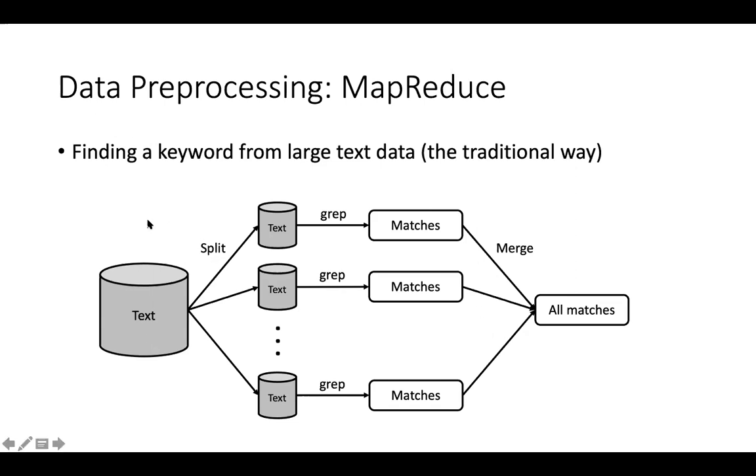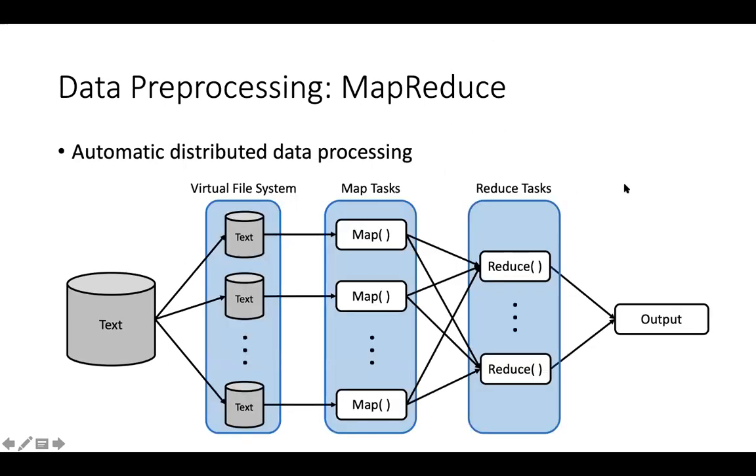Right, so that was the old, traditional way, and MapReduce is a bit similar to that, but it handles a lot of processes automatically. So it's an automatic distributed data processing framework, or it's not even a framework. It's just like a philosophy or an idea.